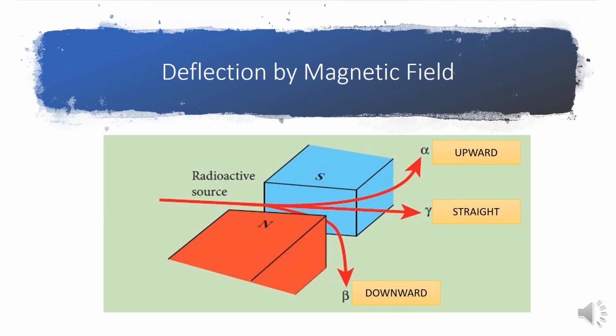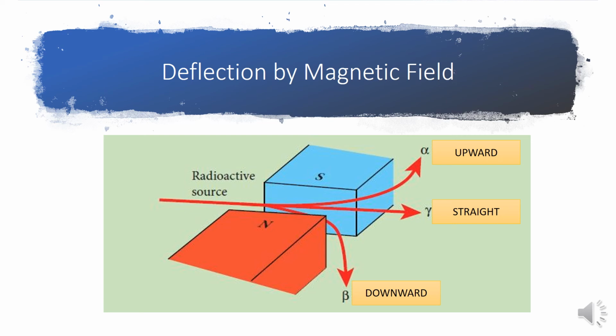For alpha and beta, this can be explained using the right-hand slap rule to determine the direction of the particle. There are three parts which are fingers, thumb, and palm. Fingers will represent the direction of the magnetic field. Thumb for the direction of the particle, and lastly the palm shows you the direction the particle is deflected.